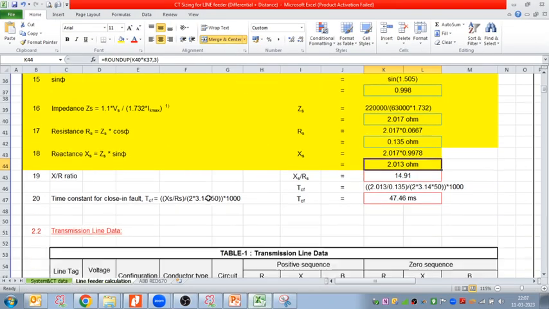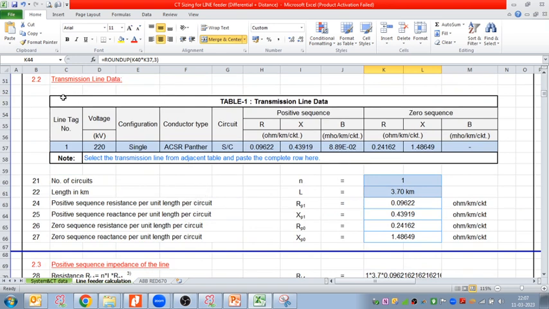Let me go to the Excel now. Same table one, we put here the transmission line data we got from the client. If we have the transmission line tag number, we can put it here, along with the voltage, configuration, conductor used, and how many circuits, one circuit or two circuits. Then positive sequence resistance, reactance, susceptance B, and zero sequence resistance and reactance. If you see here, we have done some formula here.